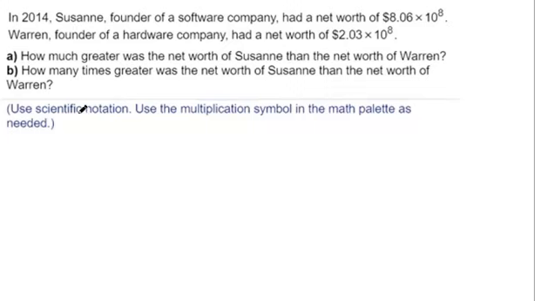And for part A, Suzanne is bigger, 8.06 times 10 to the eighth. And we need to subtract that by Warren. And then when we compute that, we'll have how much bigger they are. So look, they're both times 10 to the eighth, right? So when you subtract these two, you can go ahead and subtract these numbers because they're already in the same type of terms. They're already 10 to the eighth for powers.